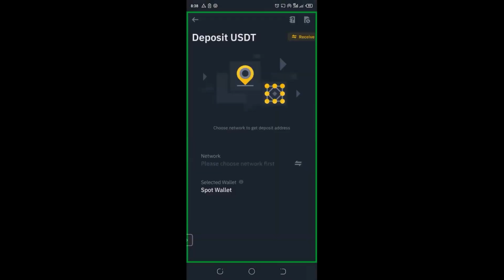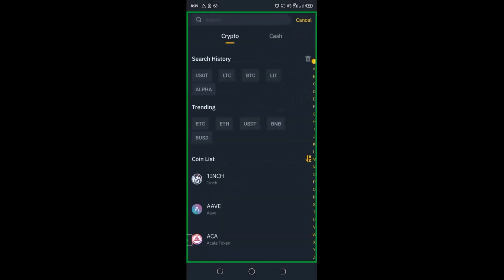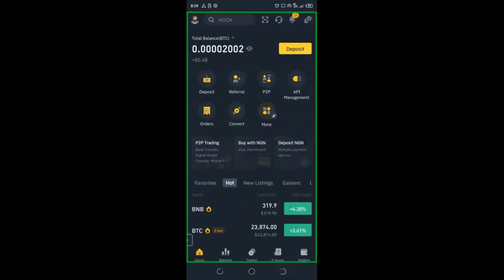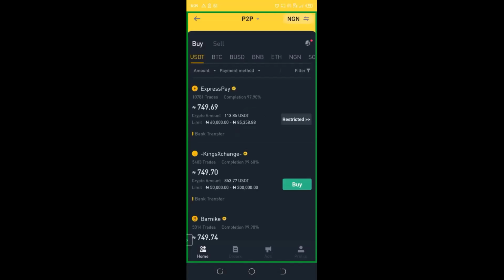And how do you do that? We know that in Nigeria, you can actually not use your card anymore because of the sanctions the CBN has placed. So in this instance, we use an avenue called P2P. You go back to your home page and then click on P2P, and it brings you to the P2P page. Now, this is what P2P looks like.